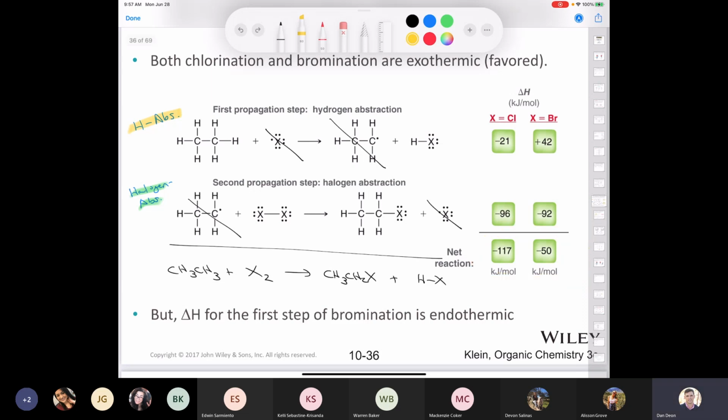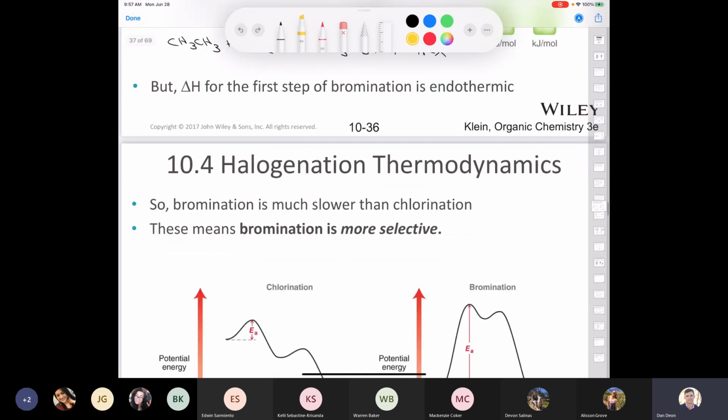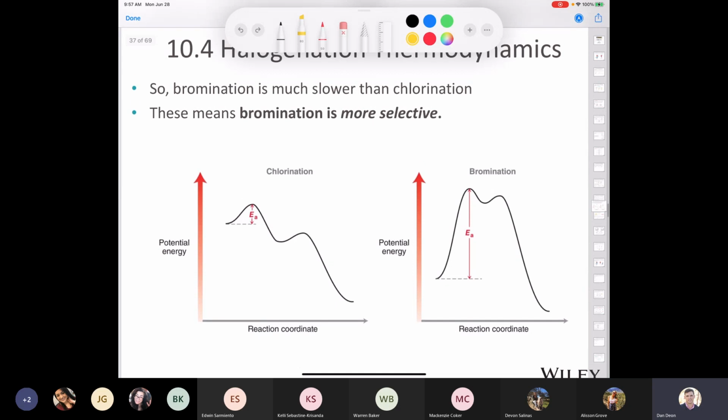The only difference is that the first step, the hydrogen abstraction in bromination, is an endothermic process. And this is how we're going to rationalize that bromination is a more useful reaction. So let me explain that by looking at a reaction coordinate diagram. Here is the reaction coordinate diagram for the hydrogen abstraction followed by the halogen abstraction for chlorination and bromination of the ethane molecule.